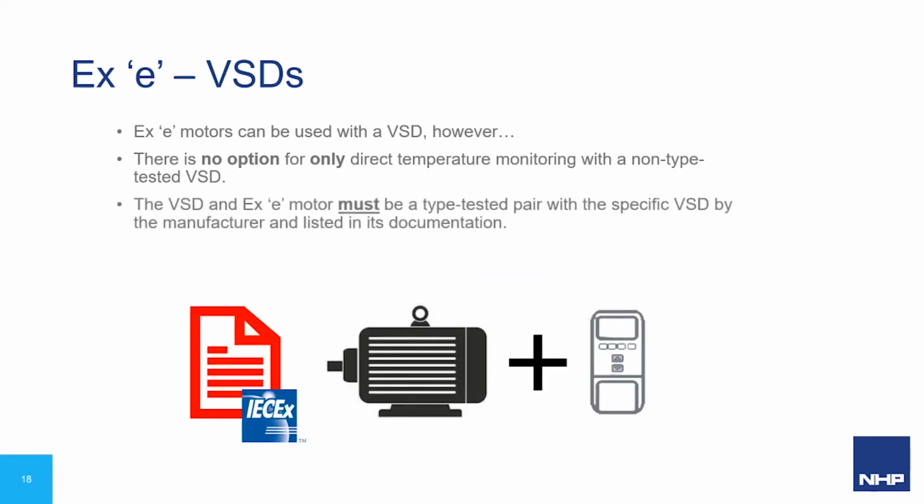So this means the only way you can use a variable speed drive and EXE motor is if they are type tested, and if they're a type tested pair with the specific variable speed drive by that manufacturer, and that drive is then listed in the IECEx documentation itself. Now, if this hasn't been type tested and it isn't there, then again, you just simply can't use it. You can't use direct temperature monitoring in this case.